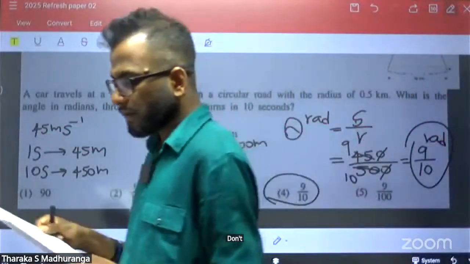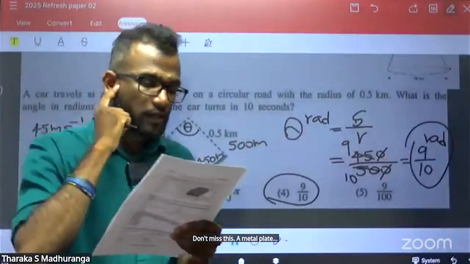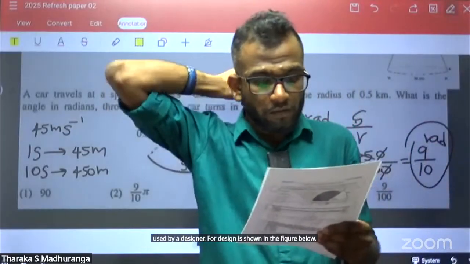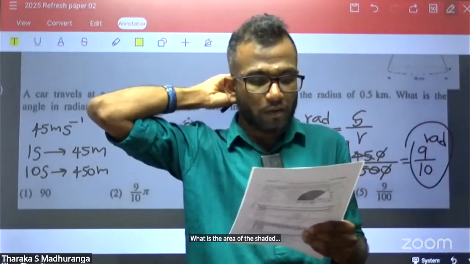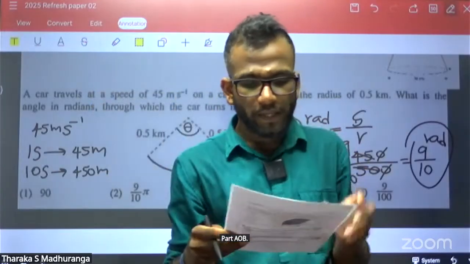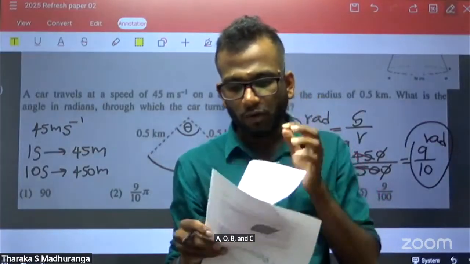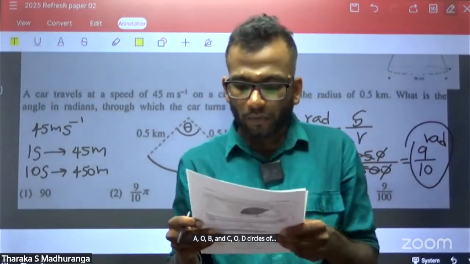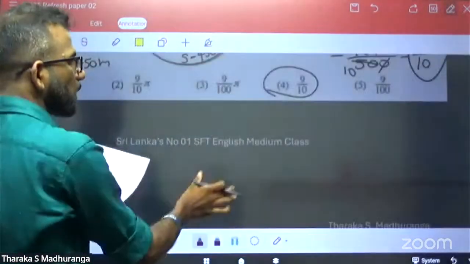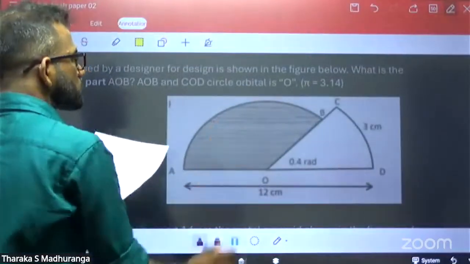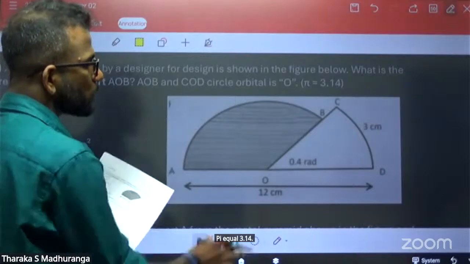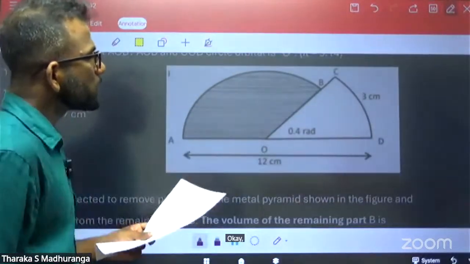Don't miss this. A metal plate used by a designer for design is shown in the figure below. What is the area of the shaded part AOB? AOB and COD are circles of origin O. Pi equals 3.14. Okay, what is the method?